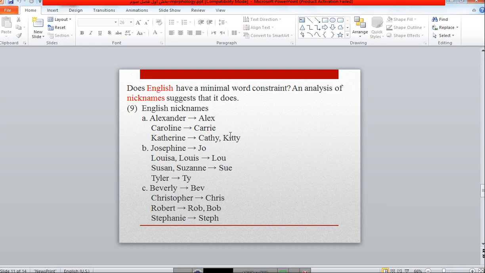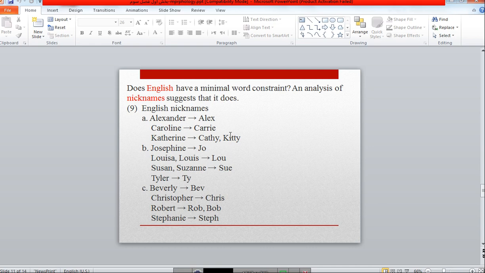Even if we were to keep going, we would find that any nickname we can think of falls into one of these three sets. They are either polysyllabic, like 9a names, or monosyllabic names like 9b and c that have either a diphthong, a coda, or both. No native English nickname consists of a single light syllable.